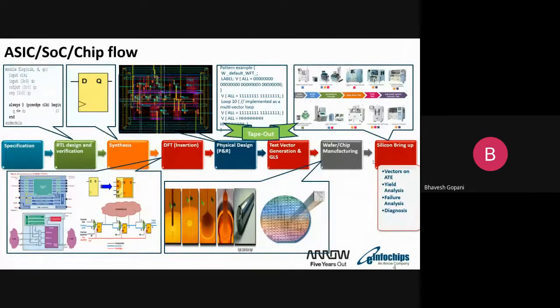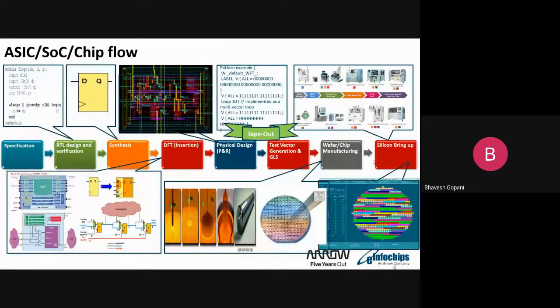Now here you can see this image with different colors. This is a wafer map image. The different colors indicate where the passing regions are, and based on the failures we need to do diagnosis, and even different analyses need to be performed in order to find the reason behind those failures.